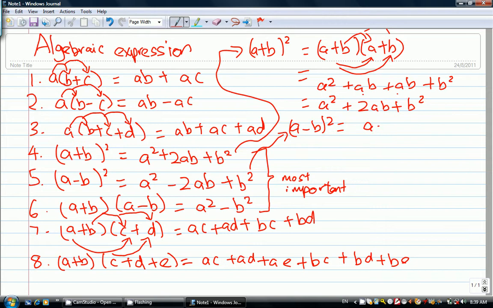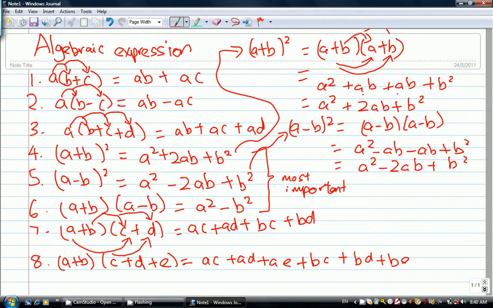Okay, next, which is here, a minus b squared. This is actually a minus b, a minus b, and you do the same thing. The only difference is because of the minus signs, you have to take the minus signs into account as well. a times a will be a squared, a times minus b will be minus ab, minus b times a will be minus ab, minus b times minus b will be positive b squared. Negative times negative will give you a positive, so you get a squared minus 2ab plus b squared.